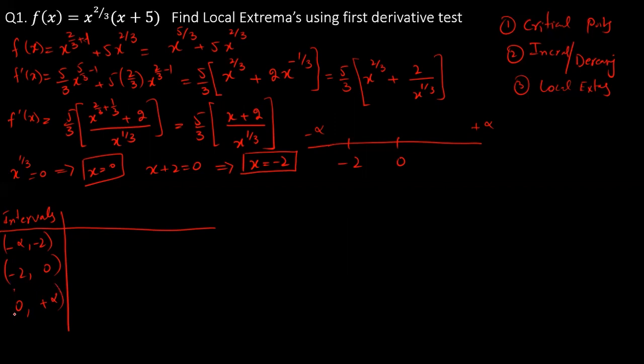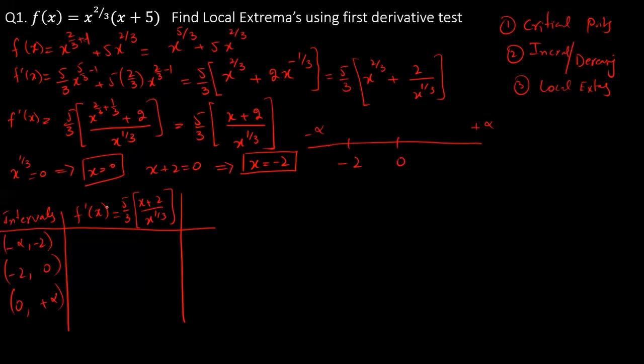So here we have three intervals, and the next step for increasing and decreasing is to take some test values and put these test values into this derivative, which is 5 by 3 times x plus 2 by x power 1 by 3. So here we have the derivative of the function, and now we will pick some test values from these intervals and put them here to compute the signs of f dash.